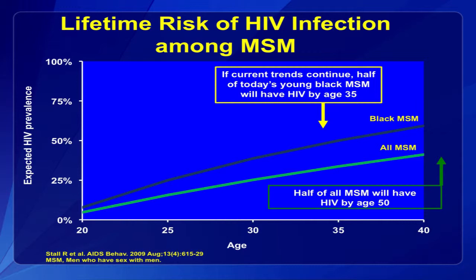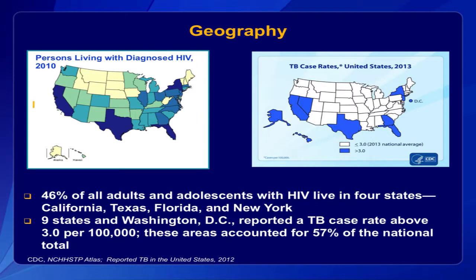Lifetime risk of HIV infection among men who have sex with men: if current trends continue, half of today's young black men who have sex with men will have HIV by age 35. Half of all men who have sex with men will have HIV by age 50 if current rates continue.